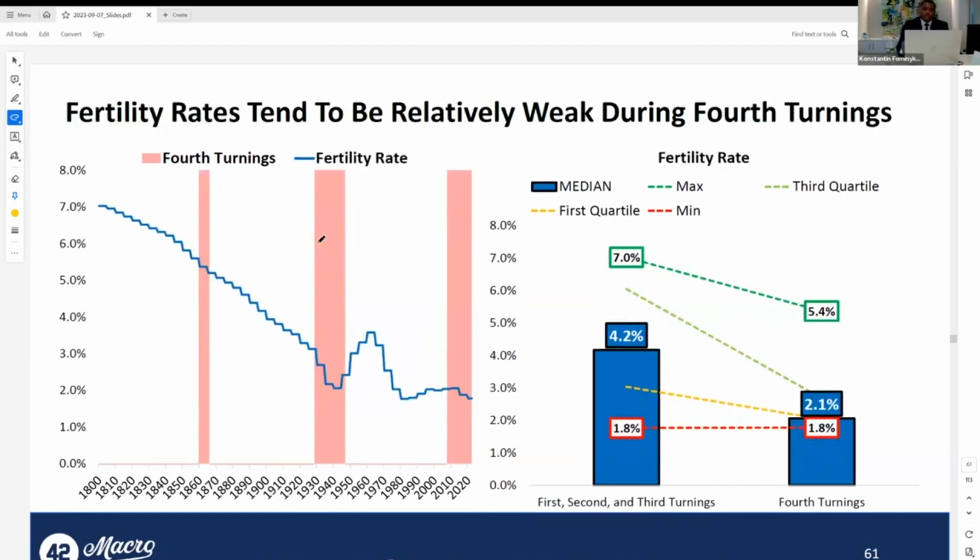Fertility rates tend to be relatively weak during fourth turnings. Fertility rates for every major economy have been declining for hundreds of years. So that's not new news.